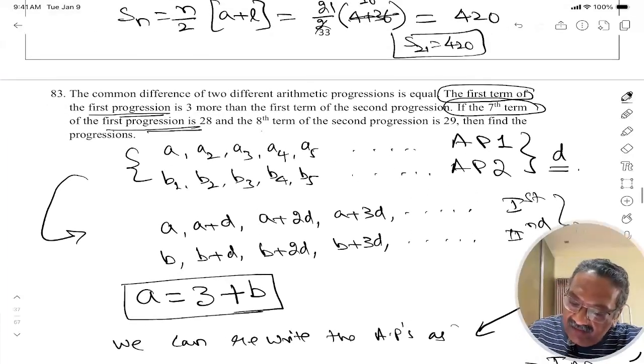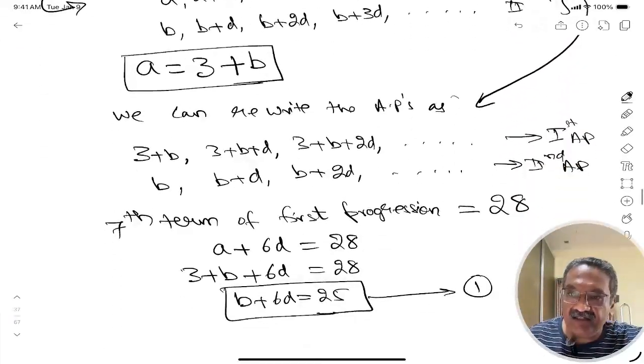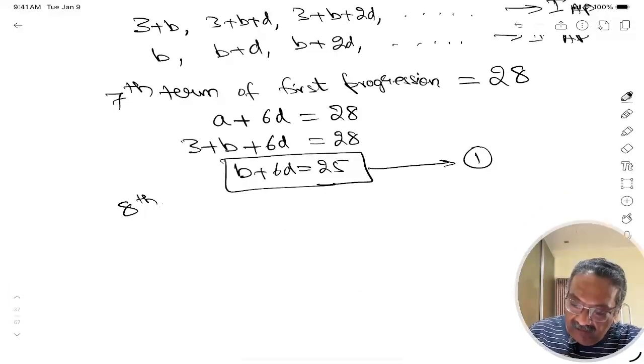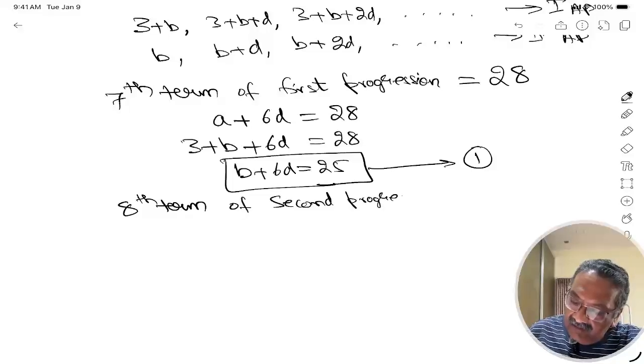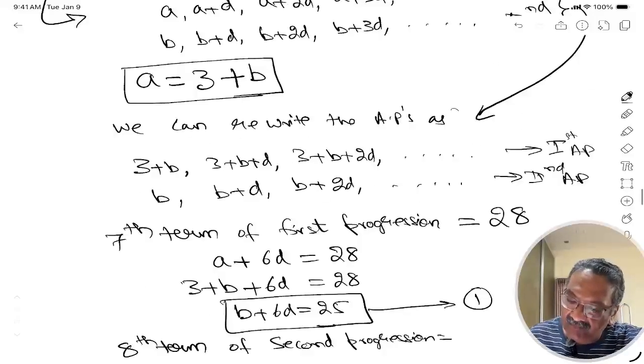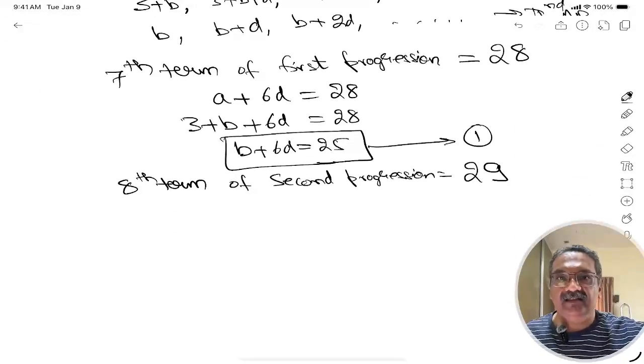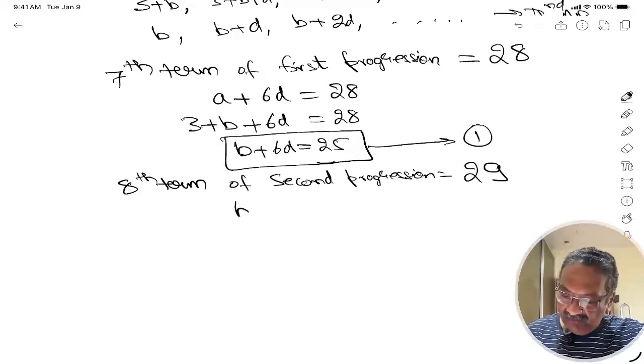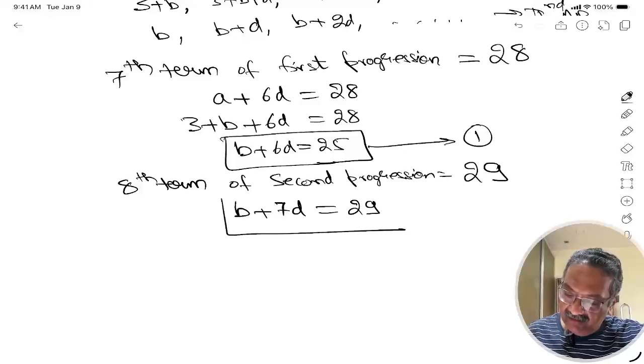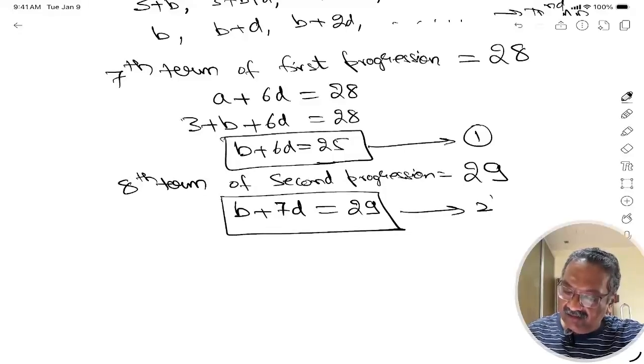What does it further say? The 8th term of the second progression is 29. The 8th term of the second progression is B plus 7D, which is 29. So we got this another equation.